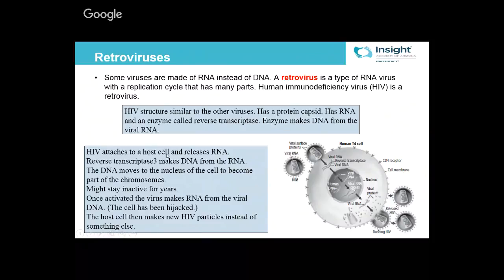HIV attaches to a host cell. So these are the steps. HIV attaches to a host cell and releases the RNA into the cell. Reverse transcriptase makes DNA from the RNA, and the DNA moves to the nucleus of the cell to become part of the chromosome. And it might stay inactive for years. Once activated, the virus makes RNA from the viral DNA. So the cell has been officially hijacked. The host cell then makes new HIV particles instead of something else.